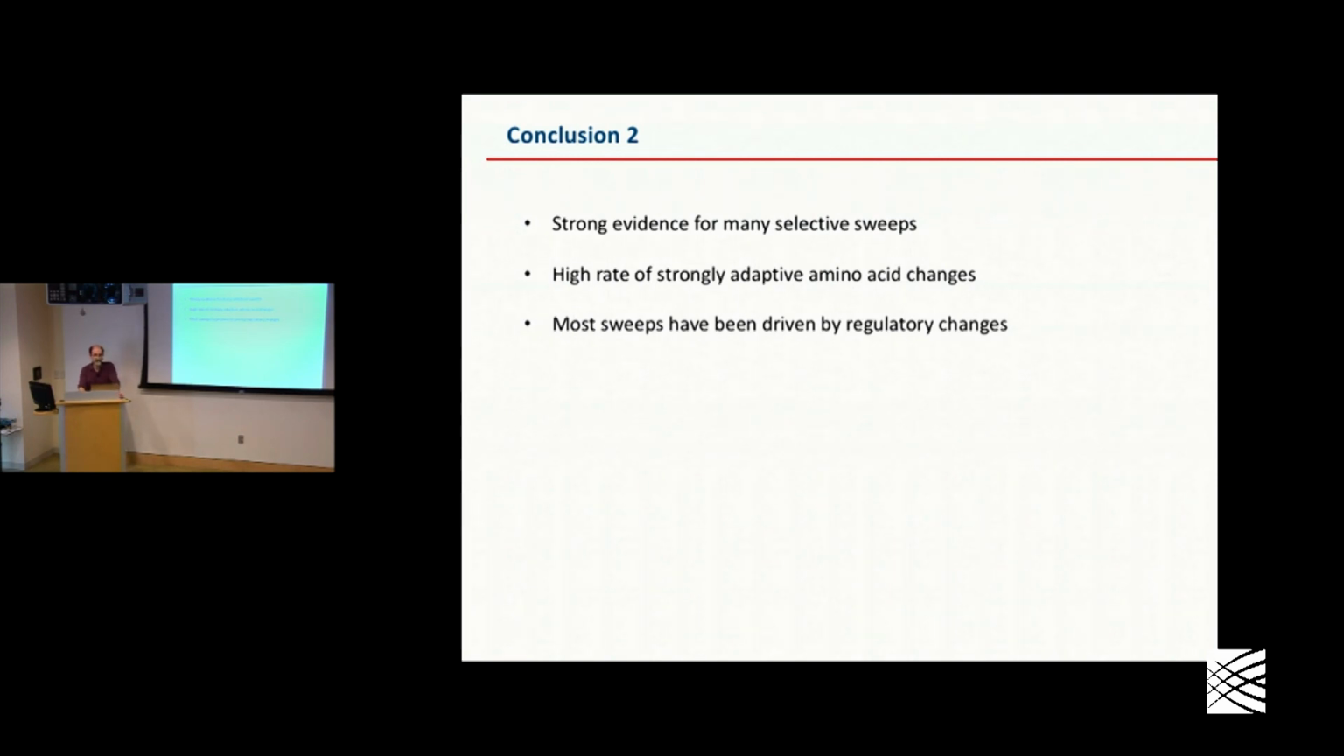There's been a high rate of strongly adaptive amino acid changes. They also concluded, because they didn't just look at genes, that most sweeps have occurred around regulatory regions. Again, statistically they're averaging over the whole genome, but picking out particular ones is difficult. And that's their conclusion.